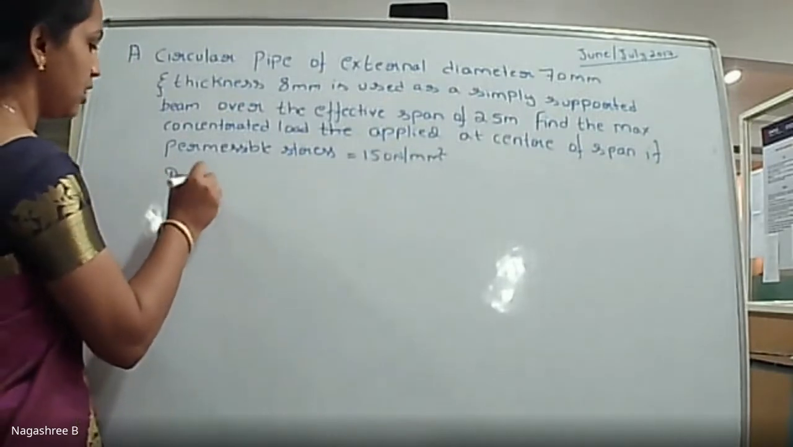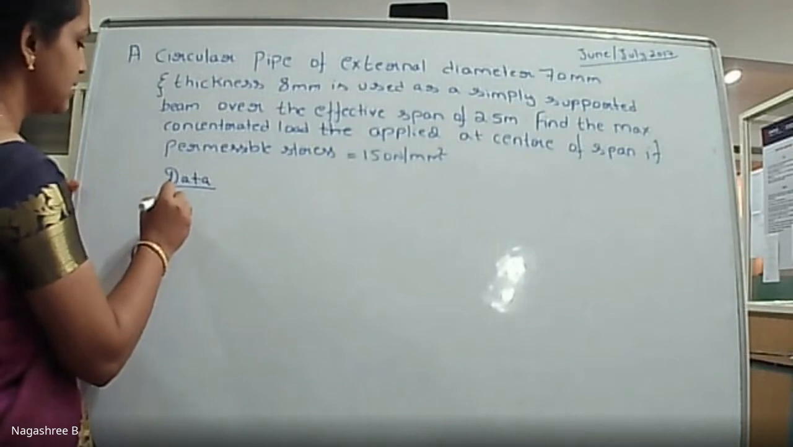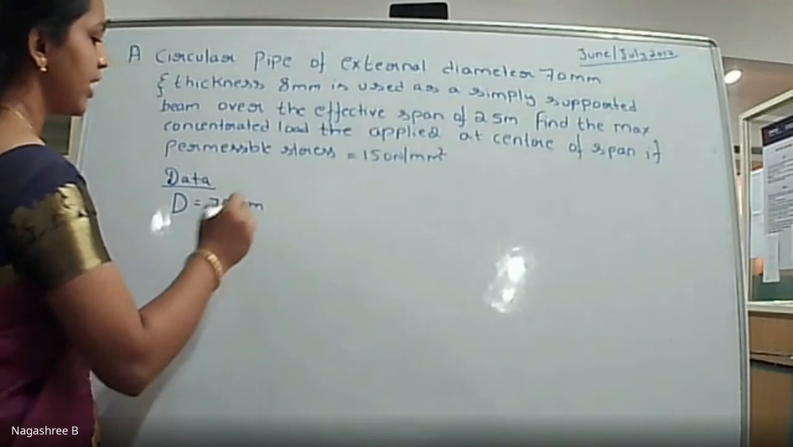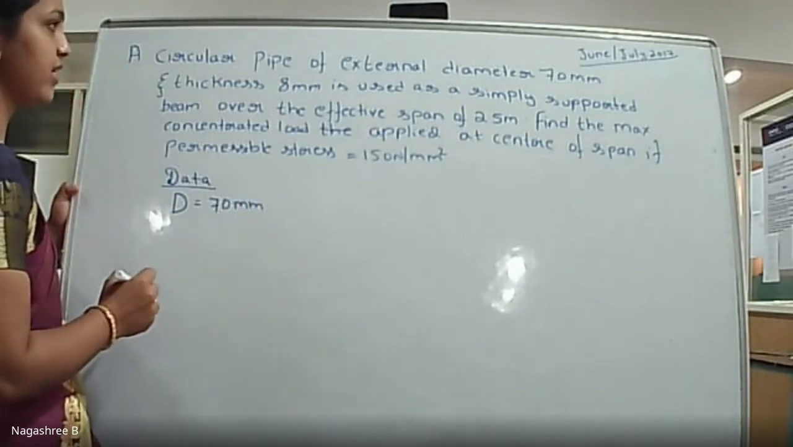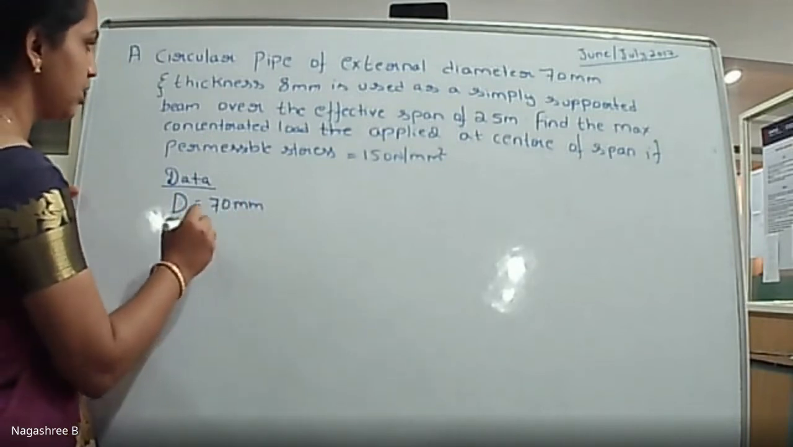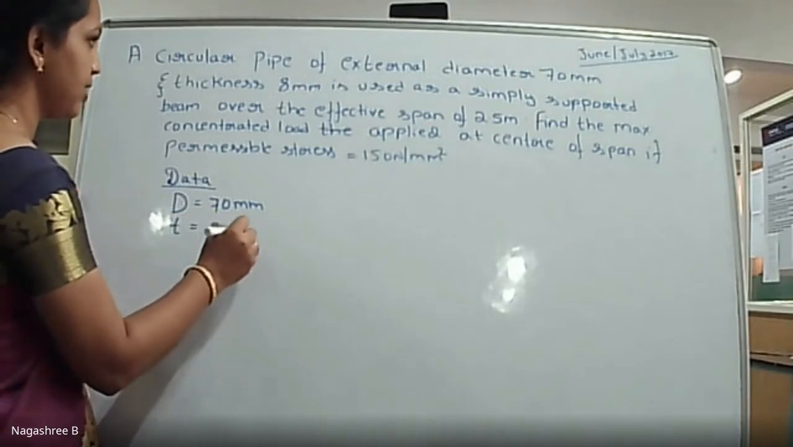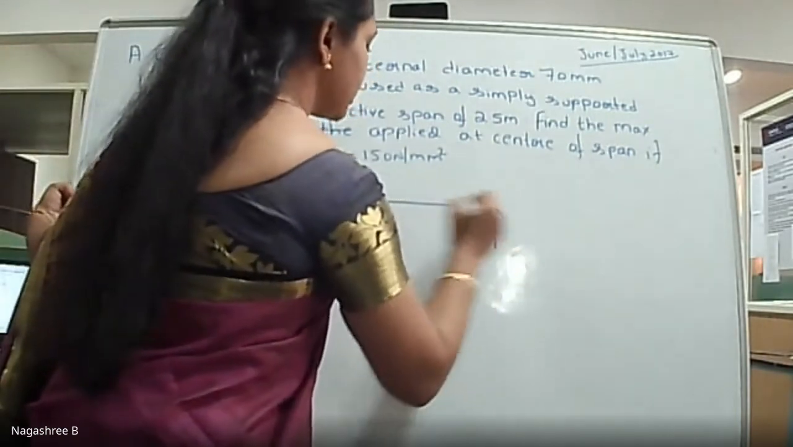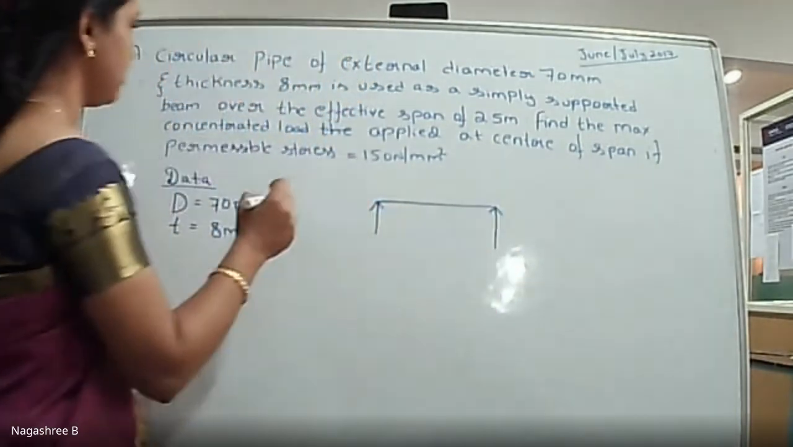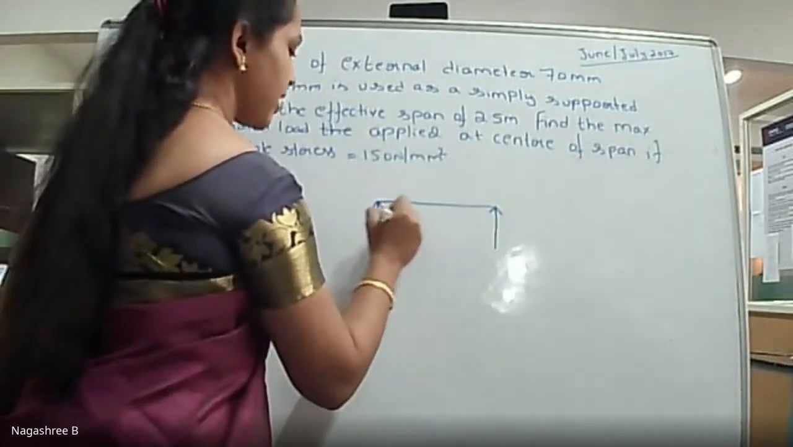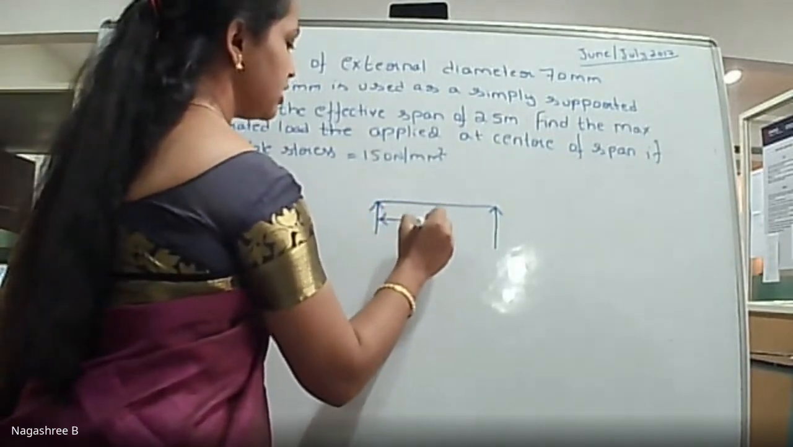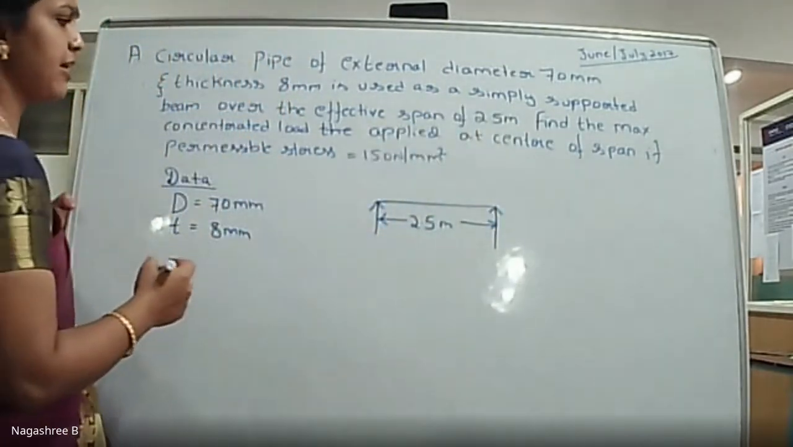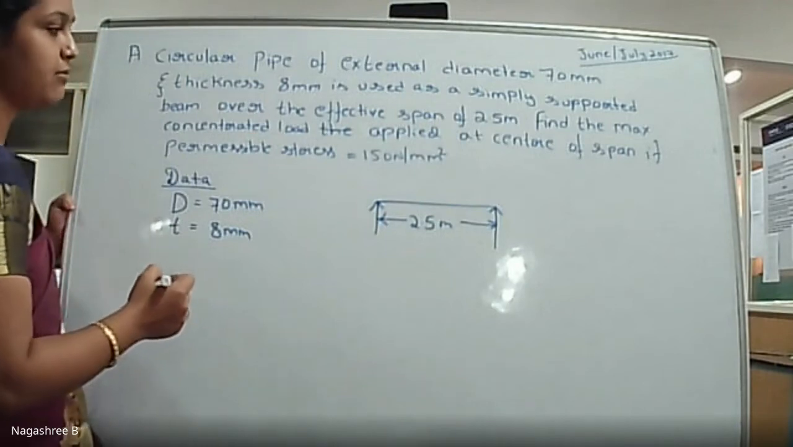So we'll write down the data here itself. The external diameter has been given as 70 mm. The thickness of the pipe is given as 8 mm. It has been used as a simply supported beam over the effective span. The span of the beam is mentioned as 2.5 meters, that is nothing but the length of the beam.